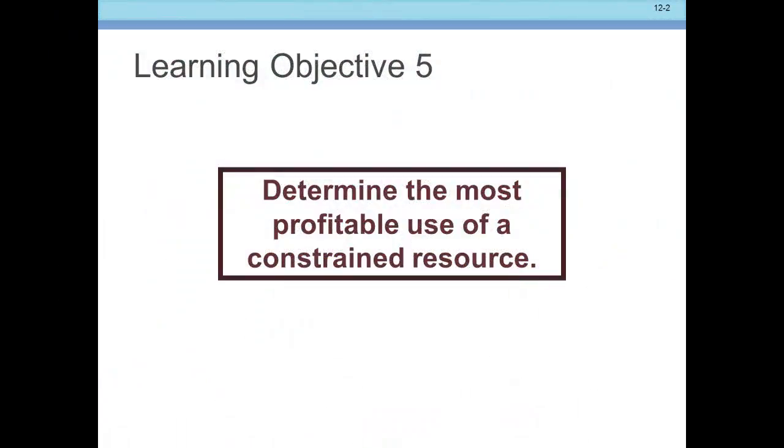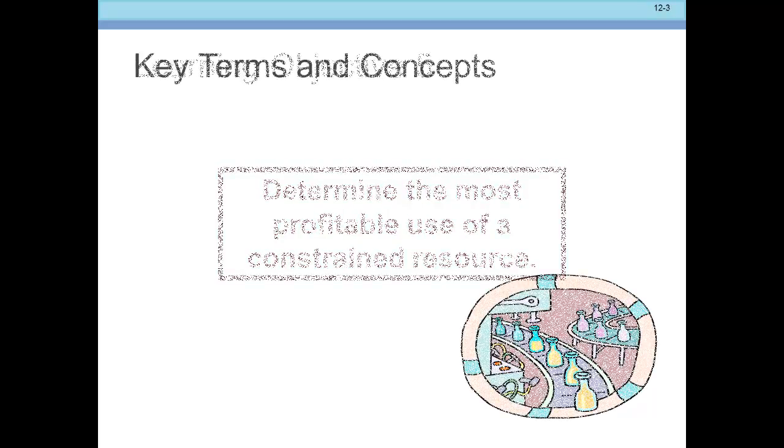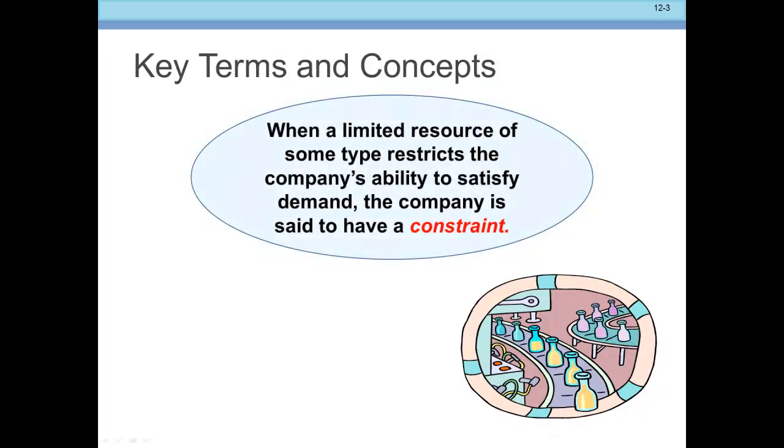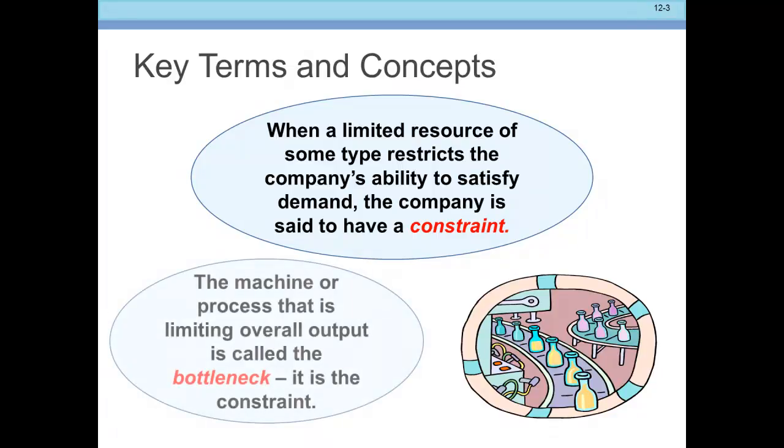Let's start with how to determine the most profit when we have a constrained resource. First up, let's define what we mean by a constraint. A constraint is a limited resource that restricts the company's ability to meet demand, like a shortage of raw material. Or it could be a process that has a limited output. If the constraint is a machine or a process, then we call that a bottleneck.